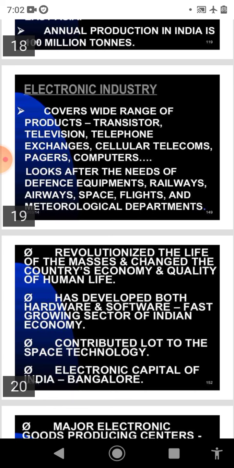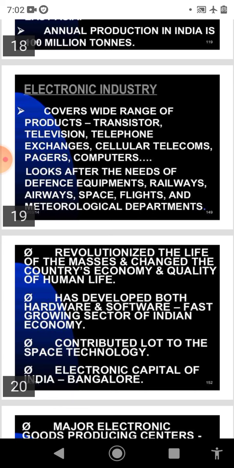This industry covers a wide range of production including television sets, transistor sets, telephone exchanges, cellular telecom, paging, computers, and varied equipment for post and telegram, defense, railway, and meteorological department.